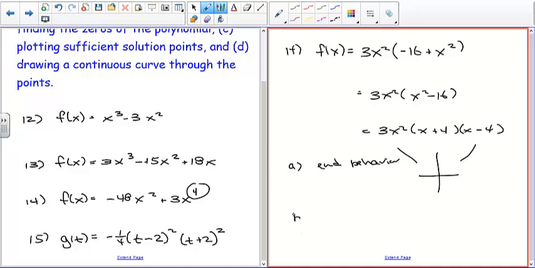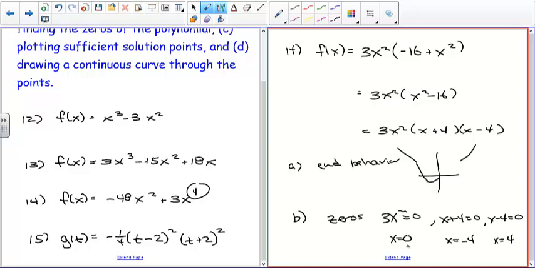The zeros, we're going to have 3 zeros, where 3x squared equals 0. Well, that's where x equals 0. Where x plus 4 equals 0, so the zero associated with that factor is negative 4, and x minus 4 equals 0. Add 4 to both sides, you get x equals 4. So what's going to happen is this thing is going to come down, go through the x-axis, because there's a single root here at negative 4. It's going to come up to 0.